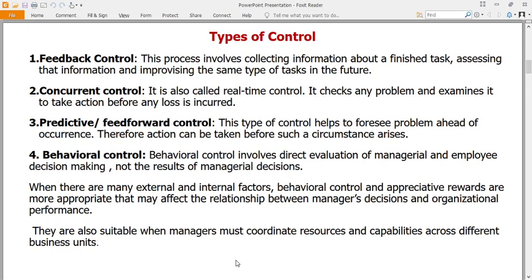Then we have what we call concurrent control. Concurrent is real time. So as a project is being executed, you come in to check if there is any problem and then take action before any loss is incurred. Then the other one is the predictive or the forward control. So as a manager, you anticipate or foresee a problem and come up with a solution to control the problem at that level. Then we have what we call behavioral control. So here we look at managing employee decision making or employee behavior.